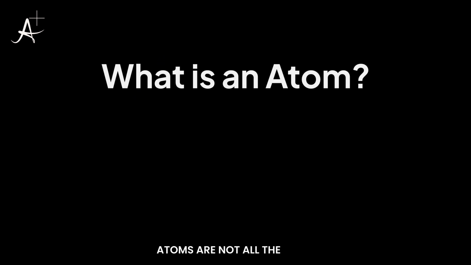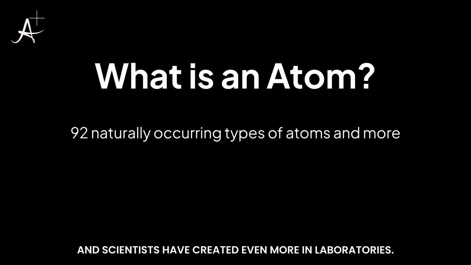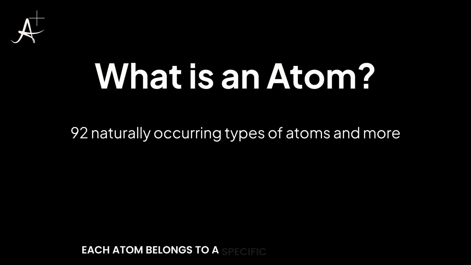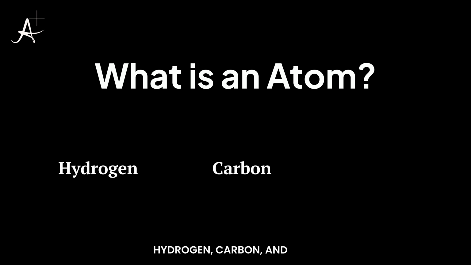Atoms are not all the same. There are 92 naturally occurring types of atoms, and scientists have created even more in laboratories. Each atom belongs to a specific element, a substance that cannot be broken down into simpler substances. Examples of elements include hydrogen, carbon, and lead.